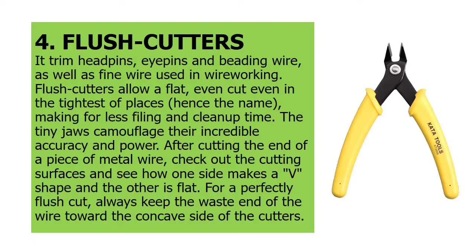After cutting the end of a piece of metal wire, check out the cutting surfaces and see how one side makes a V shape and the other is flat. For a perfectly flush cut, always keep the waste end of the wire toward the concave side of the cutters.